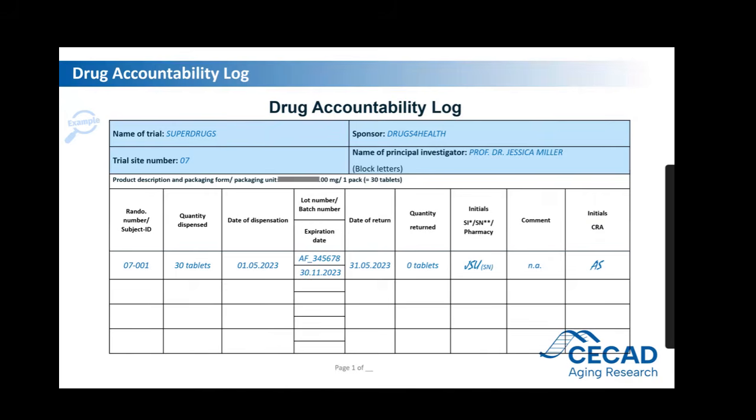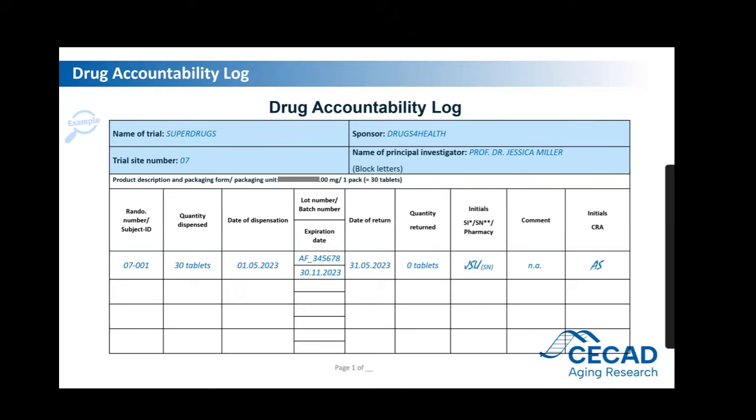And it could look like this, where you see, again, some study details at the top of the document, and then you get information about the randomization number or subject ID. So what patient received how many tablets? When did they receive them from you? What lot number or batch number and expiration date did they have? When did they bring it back to you? How many of them did they bring back to you?